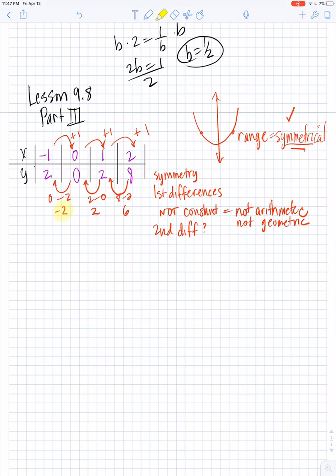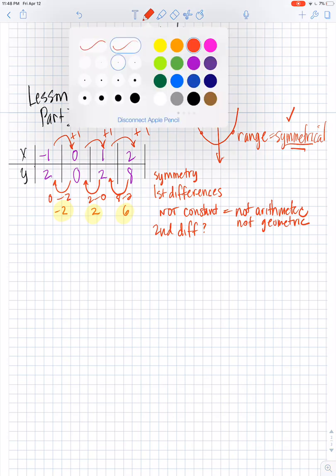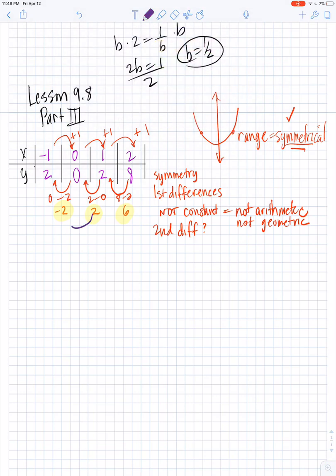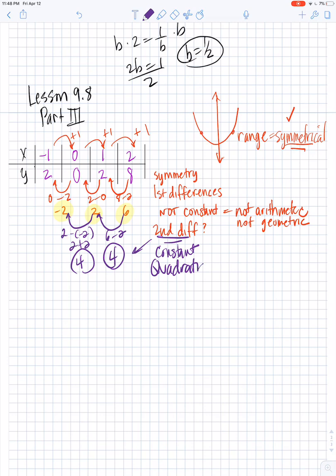Well, that's when you take these values, my set of first differences, and treat them as if they're your new range. Now I'm going to go from this point to this point. So I'm going to do 2 minus -2, that's 2 plus 2, that equals 4. And now I'm going to come this way, 6 minus 2, that equals 4. Oh my heavens. In my second differences, I have a constant. If there is a constant in your second difference, then the data is quadratic. That's going to help you identify that symmetry in the range.